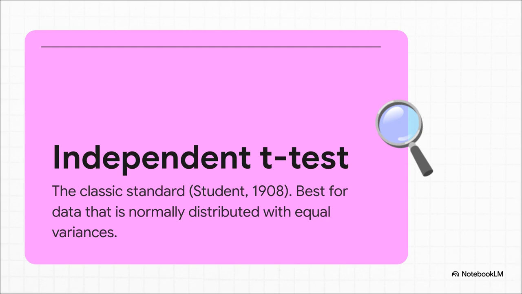So first up, we have the original, the classic, the independent t-test. This one's been around since 1908, and it's kind of the gold standard. When it works, it gives you the most statistical power. But, and this is a big but, it only works under these perfect, almost laboratory-like conditions. Your data has to fall into that perfect bell-shaped curve, and the spread of the data, what we call variance, has to be almost identical in both of your groups.